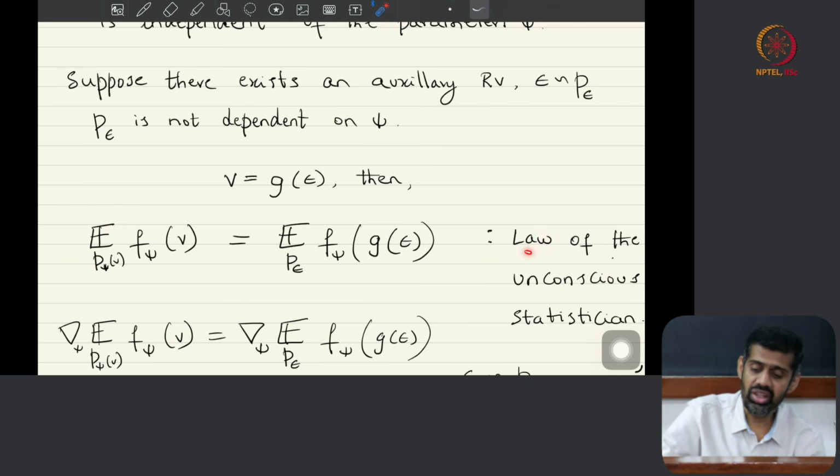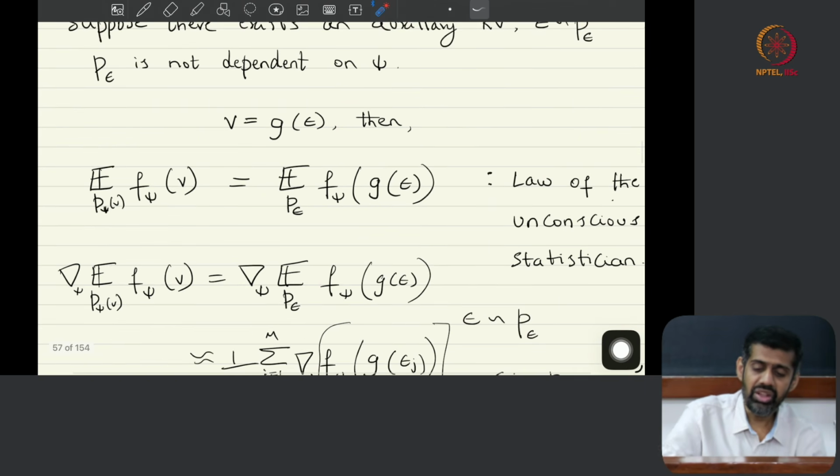So, this is called the law of the unconscious statistician. Please prove this. All I am saying is that if there exists a function of a random variable, you can write the expectation of the function of one random variable in terms of the expectation over the distribution of the other random variable. You just have to expand this expectation and use the inverse of this function to write this. It's a trivial result. Please show that.